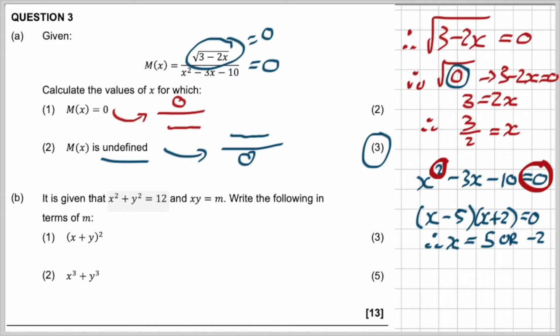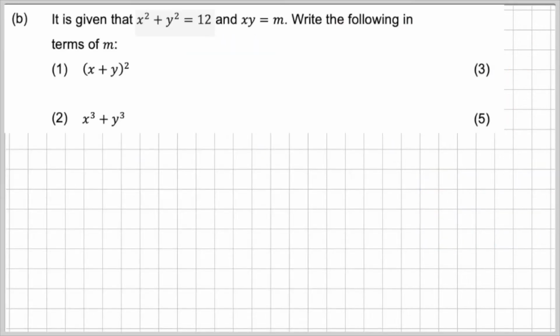Now, let's look at question B. Oh, I loved question B. Now, this is the kind of question, especially B1, that a lot of teachers will ask you. Okay, they love to ask this. To write the following in terms of m. In other words, your answers must have just numbers and m's in it. You can't have any x's and y's in it. Okay? So my first initial thought is, if I look at (x + y) squared, I need to square out those brackets.